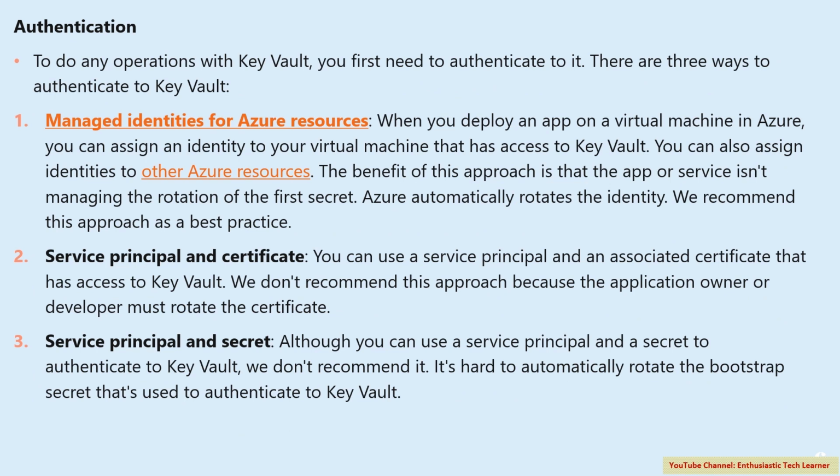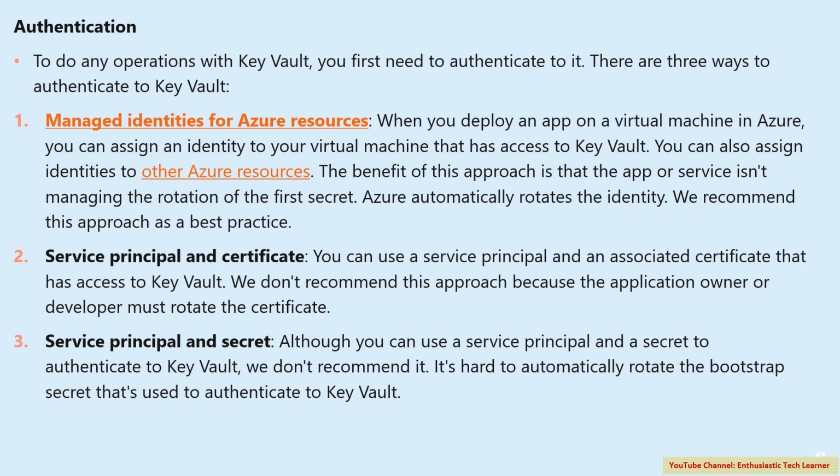Authentication. To do any operations with Key Vault, you first need to authenticate to it. There are 3 ways to authenticate to Key Vault. Managed identities for Azure resources. When you deploy an app on a virtual machine in Azure, you can assign an identity to your virtual machine that has access to Key Vault. You can also assign identities to other Azure resources. The benefit of this approach is that the app or service isn't managing the rotation of the first secret. Azure automatically rotates the identity. We recommend this approach as a best practice.